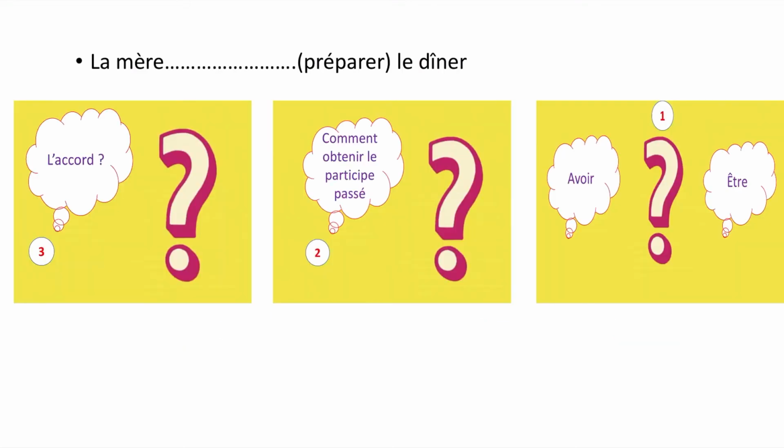Now let's see an exercise. If you have a sentence like this, for example, la mère préparait le dîner, and you want to conjugate this verb in the passé composé, don't forget your three questions. The verb préparer must be with être or with avoir? How to get the past participle from préparer, and is there any accord in this situation?